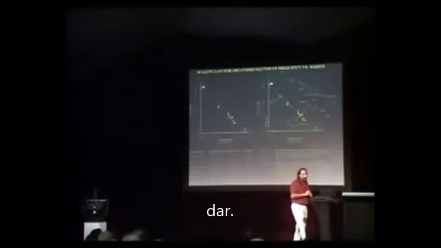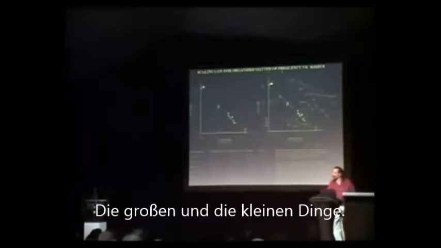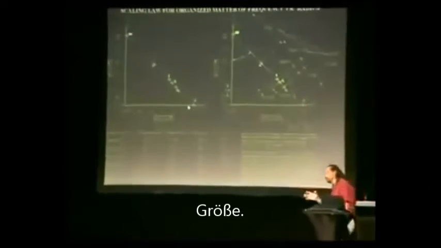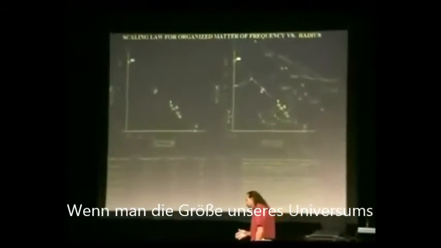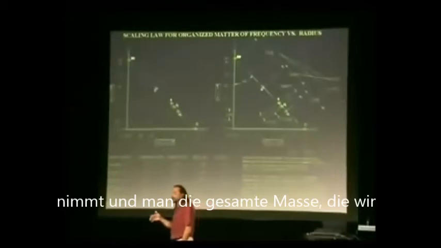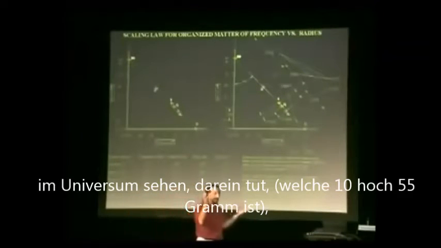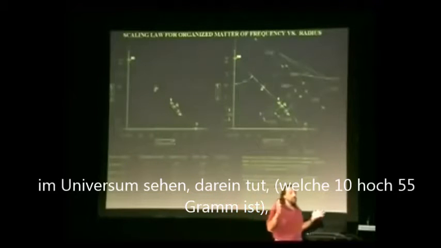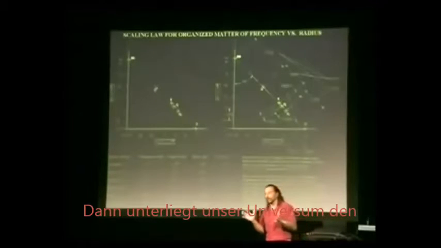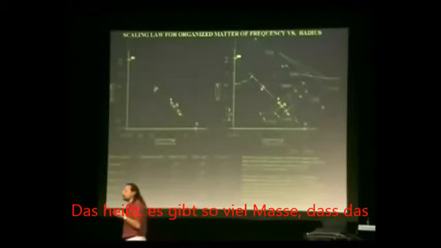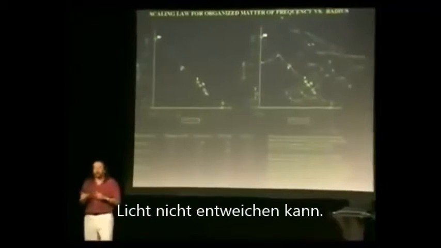And we plotted all the things in the universe on it, the large things and the small things. And we started with the universal size. Now, I just want to let you know, if you take the size of our universe and you put all the mass we see in the universe, which is 10 to the 55th grams, in it, our universe obeys the condition of a black hole. That is, there's too much mass for light to escape it.